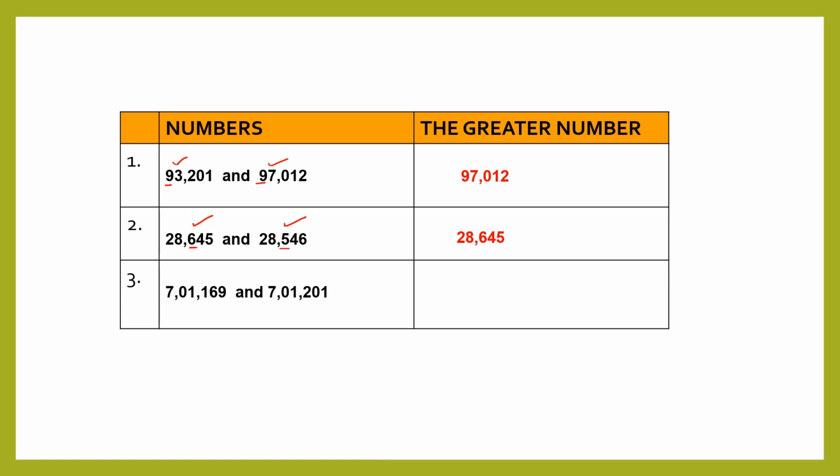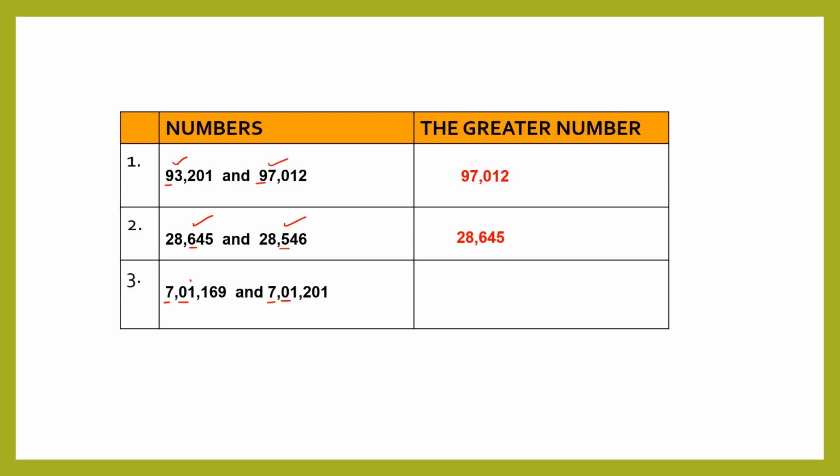Let's look at the last one here. Let's count the number of digits. 1, 2, 3, 4, 5, 6. This is a 6-digit number. 1, 2, 3, 4, 5, 6. This is also a 6-digit number. If the number of digits is the same, we look at the digit in the extreme left. Here we have 7. Now that is also the same. So let's go to the next digit. The next digit, as you can see here, is 0. Here also it is 0. That means that is also the same. So the first two digits here are the same. Here also it's the same. So let's go to the next one.